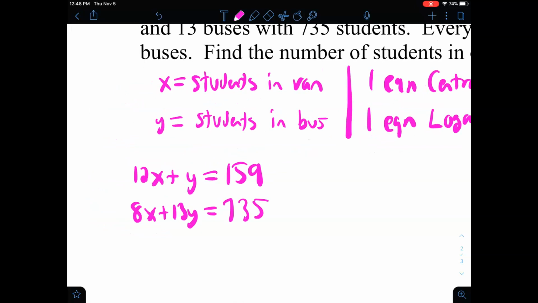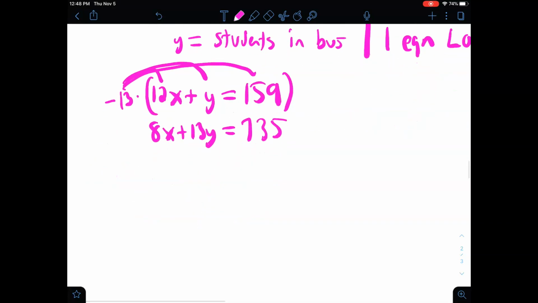All right, so for this one, we could do substitution or elimination because we have a 1y here, but I like the 1y is helpful for elimination because what's the opposite of 13? It's negative 13. I can just multiply this one by negative 13, and that's going to take care of that. It's going to make that y a negative, which is really great. So we're just going to do elimination. We're going to distribute this negative 13 to all 3 of these.